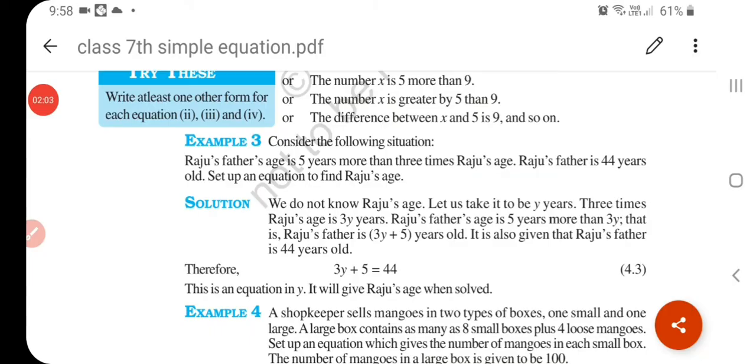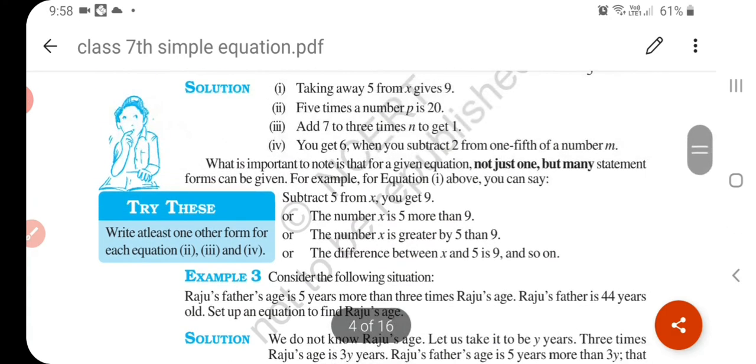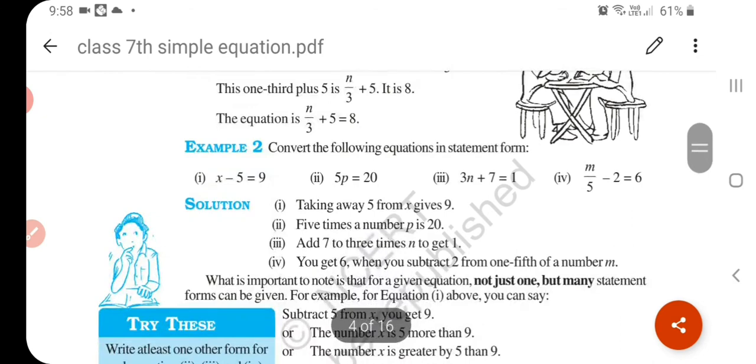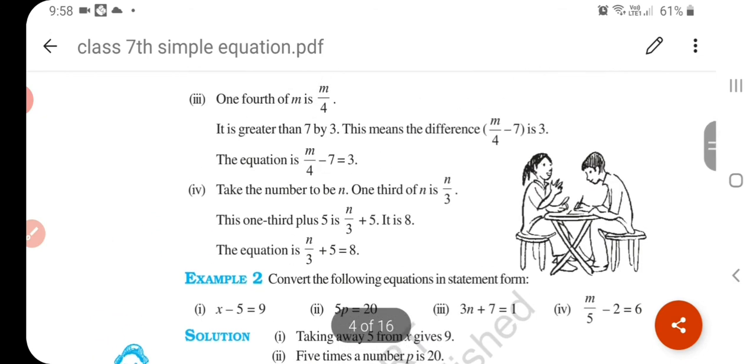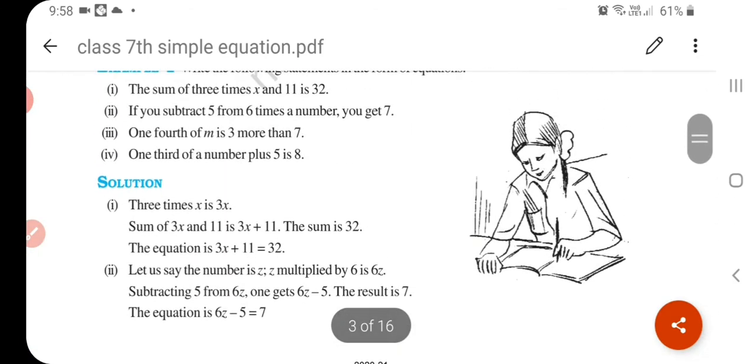I think you all understand how to make an equation and how to make a statement. If an equation is given, then you have to write a statement, and if a statement is given, then you have to write an equation.